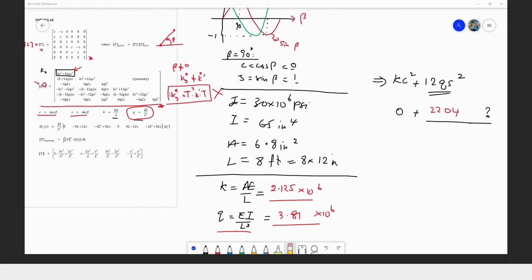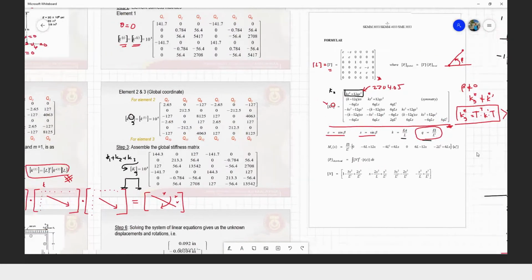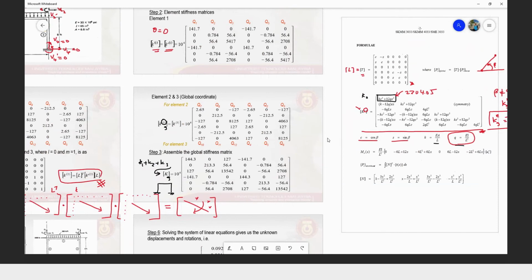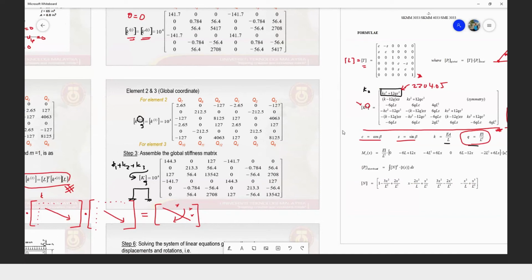Okey, tak apa. Let's say untuk elemen number 2 ni kan, kita dah kira untuk this position kita dapat 2204.05. So okay, Syafiq dah verify dah tu, betul. Now let's compare these numbers dengan yang kita kira. Kita dapat berapa ni kat sini? K2 which is 2 point berapa ni?